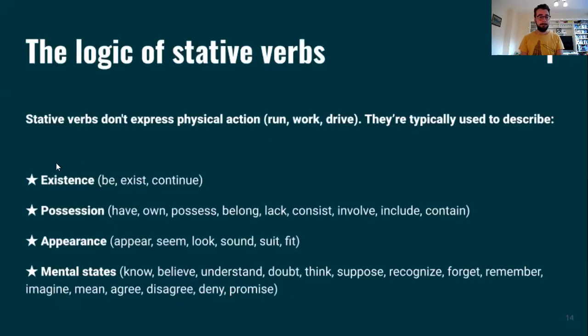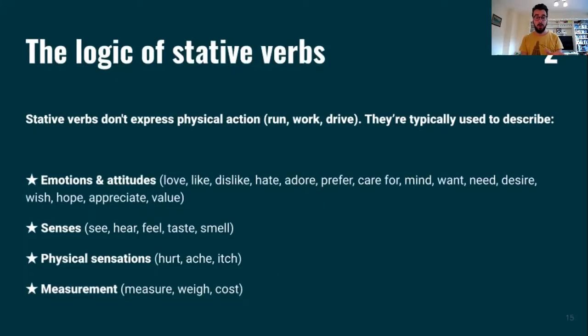And I'm going to share my screen now to show you some examples, to show you how we can group stative verbs in English by logic, and then really get to the examples with sentences and some additional explanations. So let's get to it. Now, like I said, stative verbs don't express physical action. They are typically used to describe, and I'll focus on the stars. So here you'll see 4 stars, and that's 4 categories of stative verbs grouped by logic. And then you'll see another 4 on the next slide.